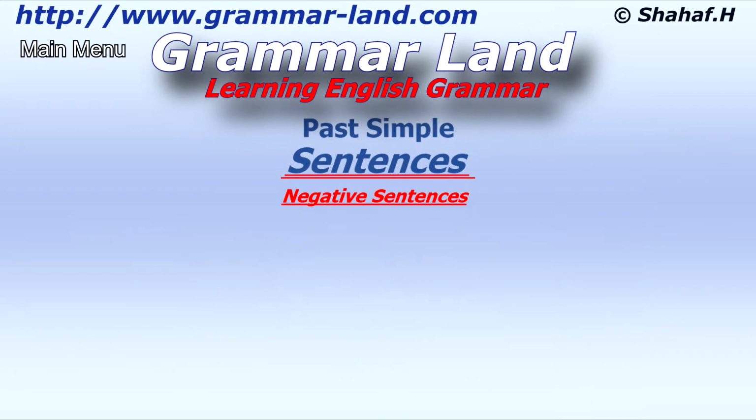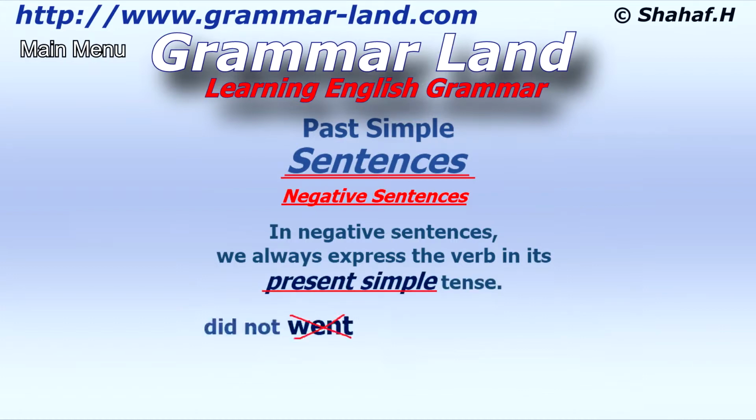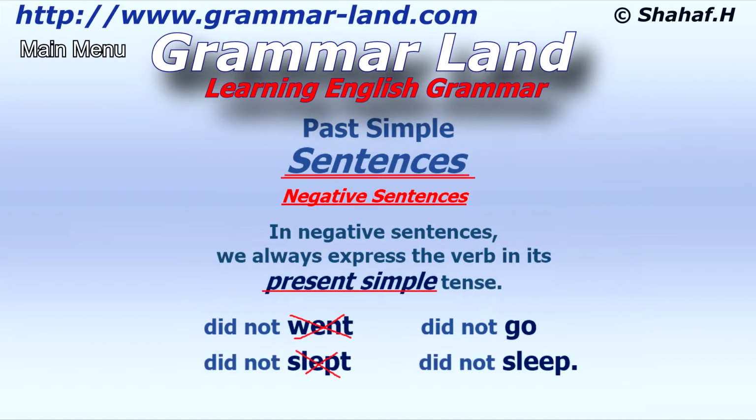I want to explain again. In negative sentences in the past simple tense, we always express the verb in its present simple tense. We don't say, did not went. We say, did not go, or didn't go. We don't say, did not slept. We say, did not sleep, or didn't sleep.